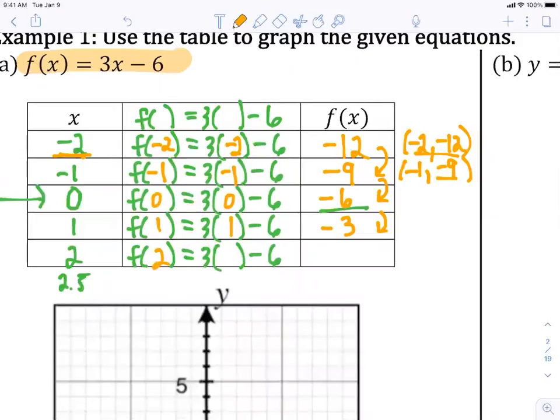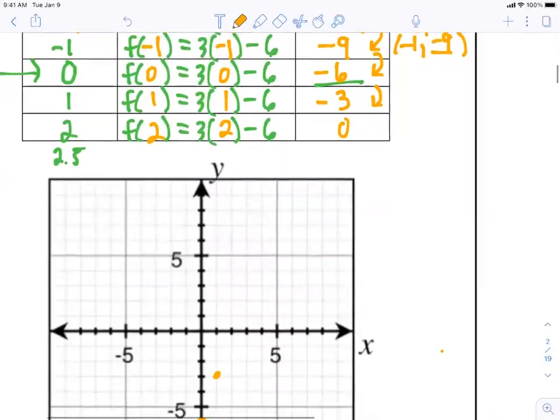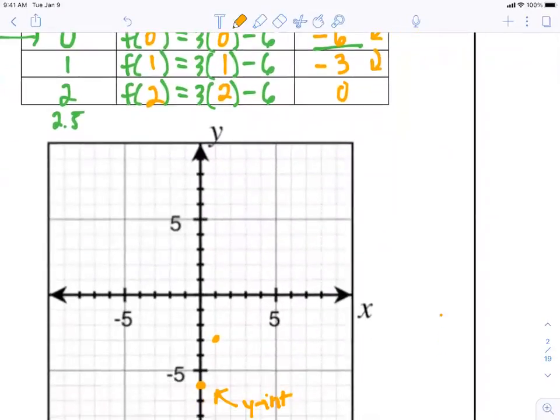But last but not least, I'm going to plug in 2. 3 times 2 is 6, minus 6 is going to end up being 0. So my last point that we have is 2, 0. And here's the cool thing about this one. That point is directly on my x-axis, which means we just found our x-intercept as well.